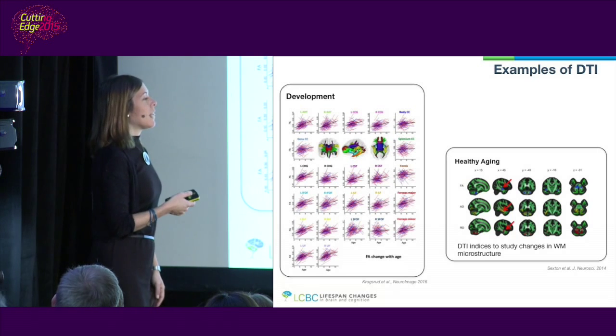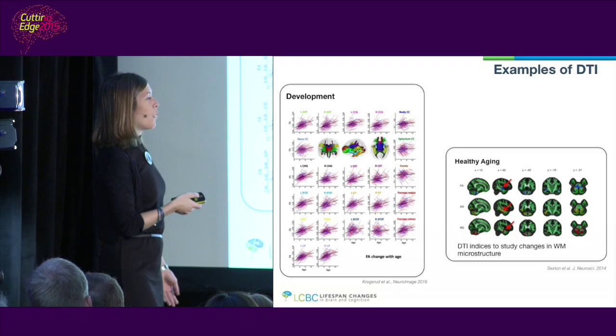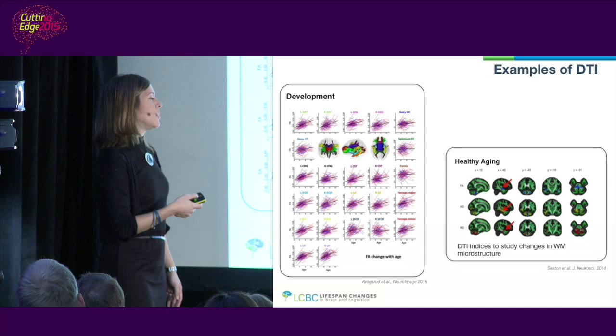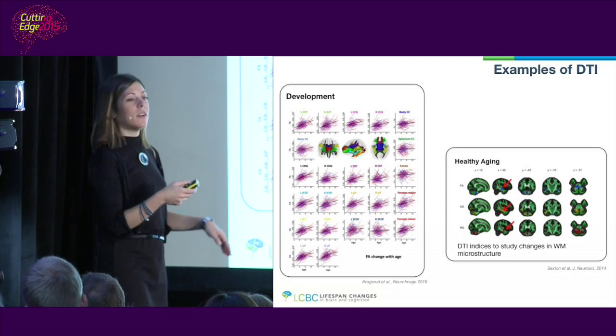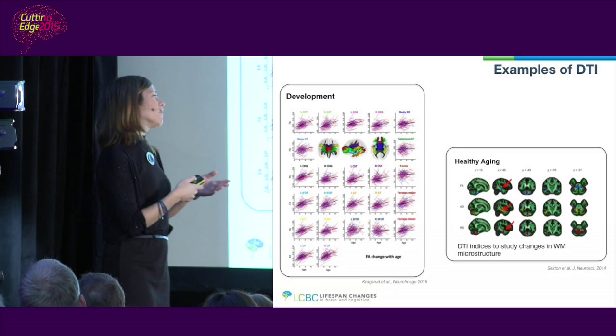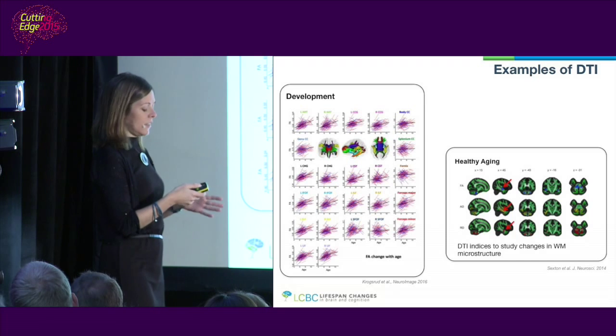And in healthy aging, we have the opposite behavior, where in some areas, which is not as clear as in development, but there are many areas where the axons, or the white matter, become less diffuse, so it becomes less directed.